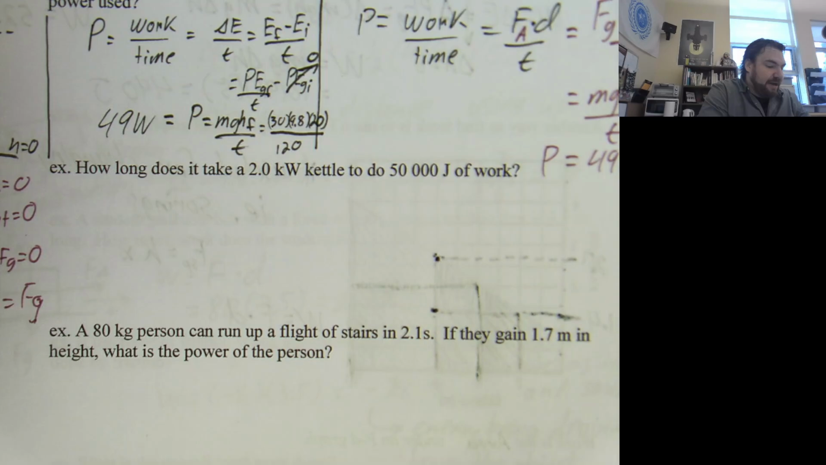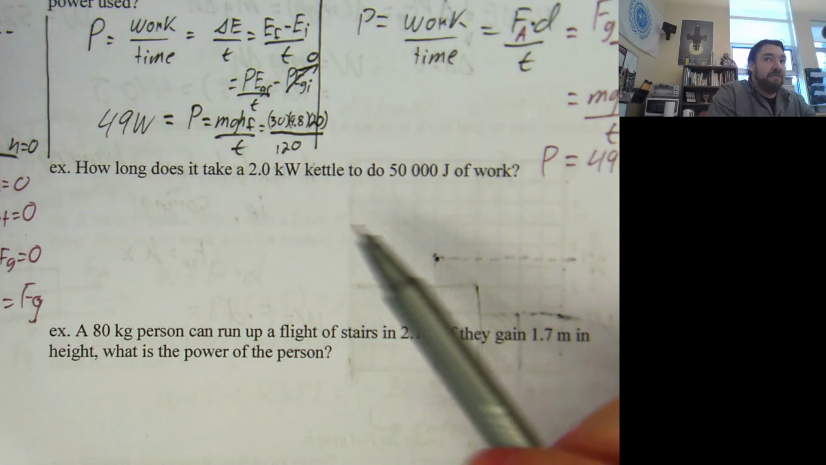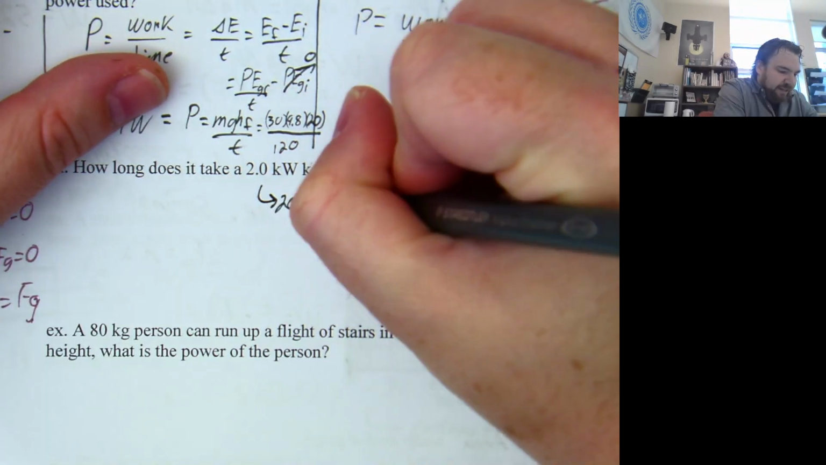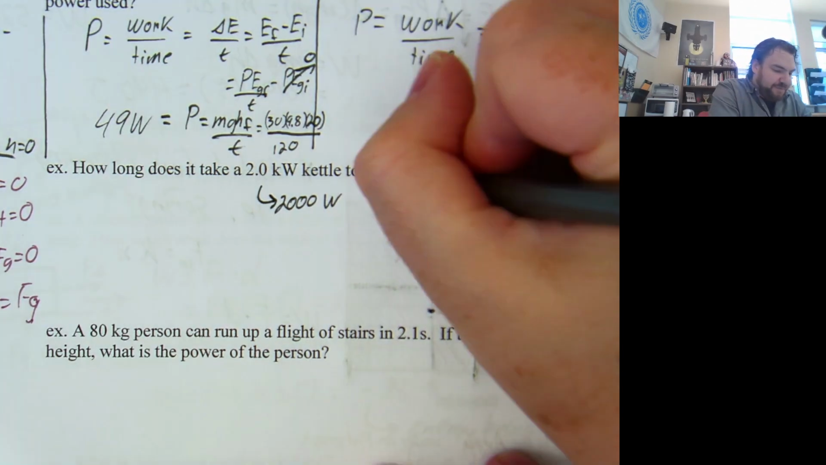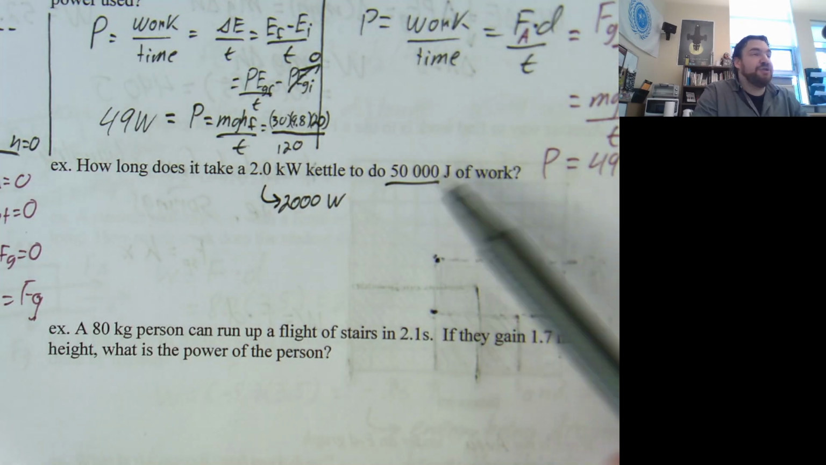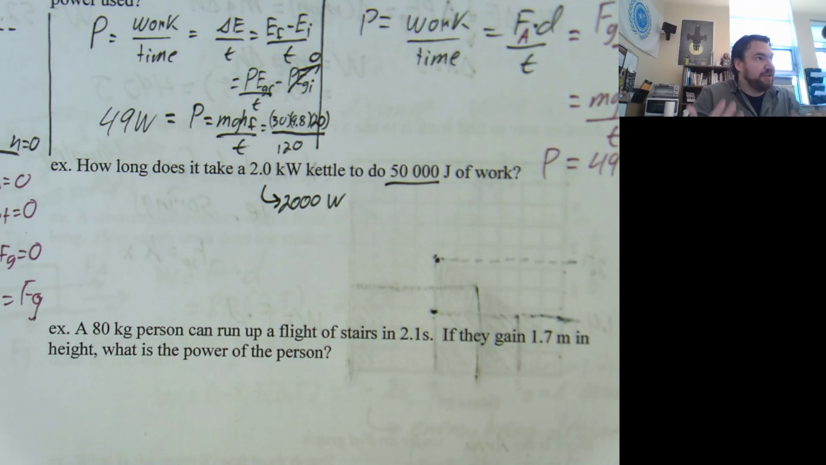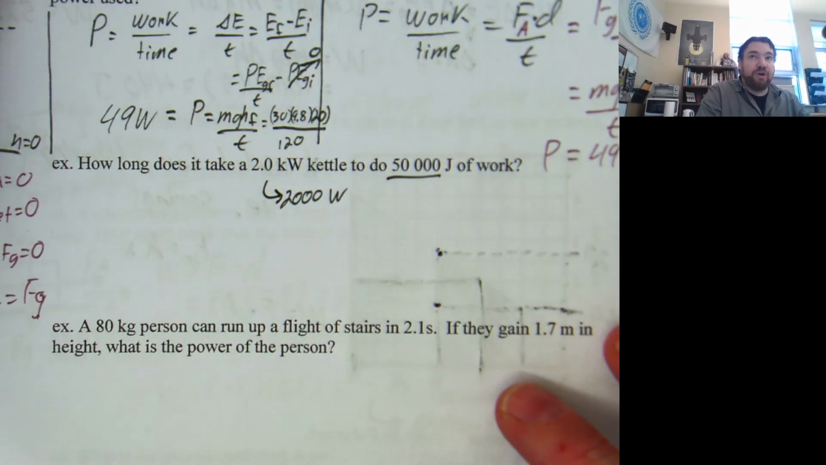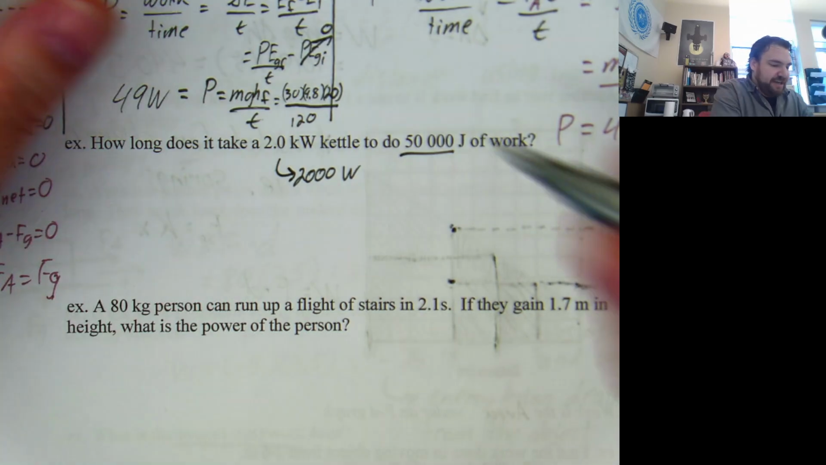This particular question says, how long does it take a 2 kilowatt kettle to do 50,000 joules worth of work? Remember, kilo means 1,000, so this is going to be a 2,000 watt kettle. Now, how much work is 50,000 joules? We'll look at that this unit. How has the temperature of the water changed if 50,000 joules of energy has been put into the water? We'll look at that, but not right now. So if I have 2,000 watts doing 50,000 joules worth of work, let's go ahead and figure out how long that's going to take.